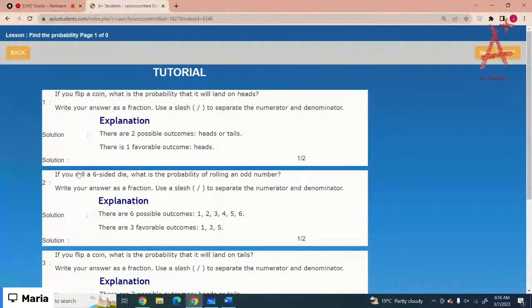Got it? Okay. If you roll a six-sided die, what is the probability of rolling an odd number? On a die we have a total of six numbers: 1, 2, 3, 4, 5, 6. And out of the six, just three of them are odd. They are 1, 3, and 5. So the probability of getting odd is 3 over 6. Got it? There are three outcomes out of 6. So 3 over 6 equals 1 over 2. Got it?